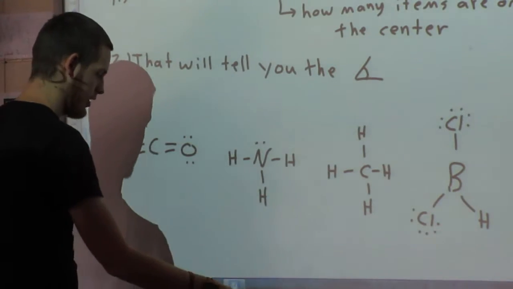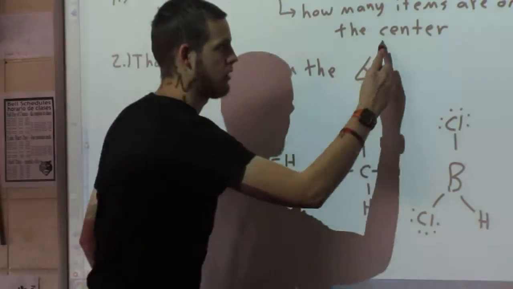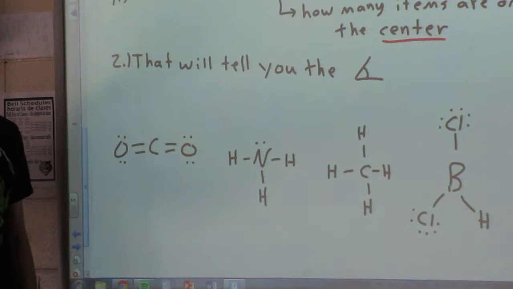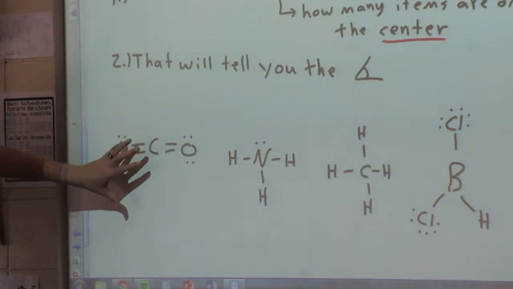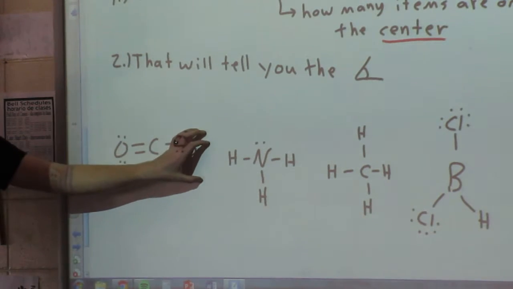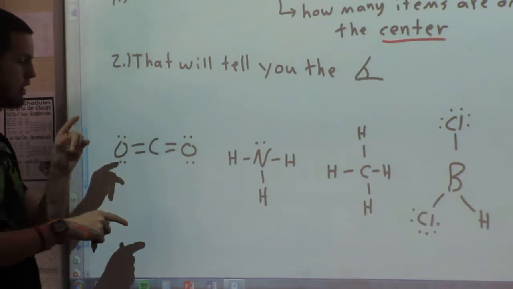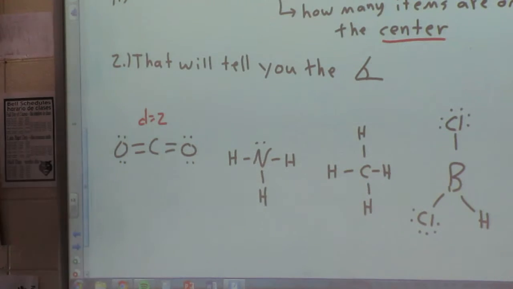So how many things are attached to the center of this? Show me the finger. 2, 2, 2, I saw 2 and I saw a few 4s. And that's a good thing for the 4, I know where you're getting the 4. It's 1, 2, 3, 4. You count the attachments. A double bond counts as one thing. So in this case, this one would be domain 2.